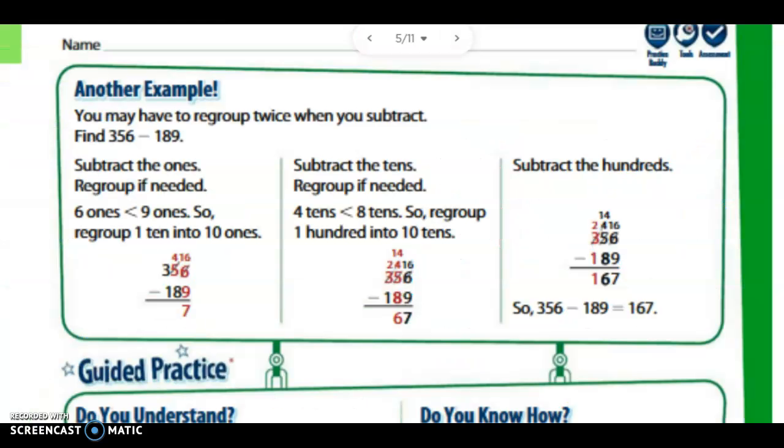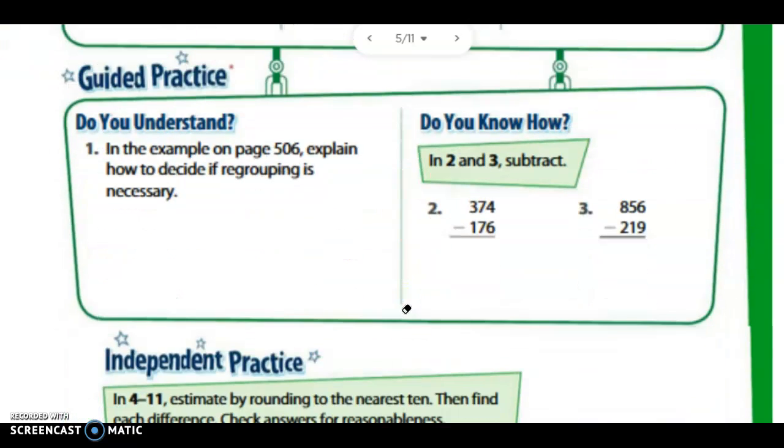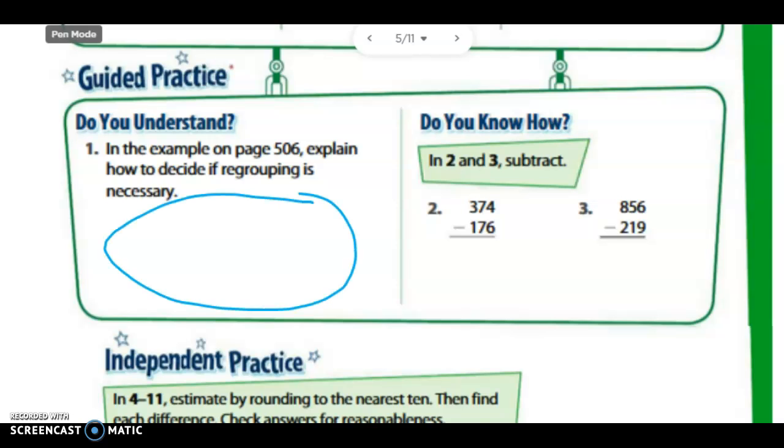There are some more examples here at the top if you would like to look at them as we are doing our practice, but we're going to start in the guided practice section. Number 1. In the example on page 506, that's on the page before this, explain how to decide if regrouping is necessary. So how do you know if you need to go next door and get 10 more? I want you to use the voice tool to tell me how you know if you have to regroup using the voice tool.